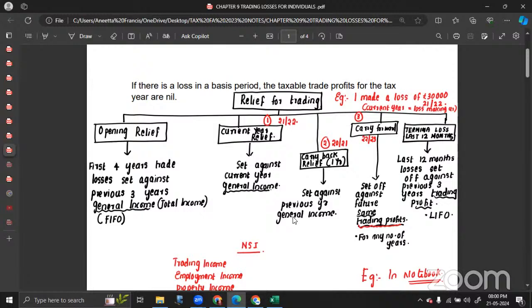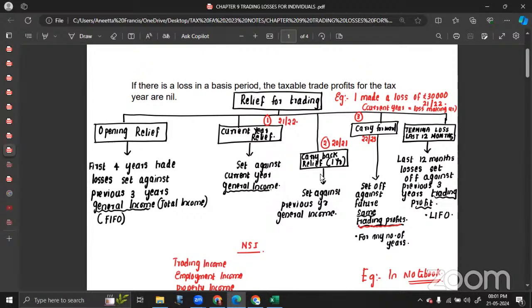Now, if it says as early as possible, do the set off. The next one is opening relief. The first 4 years trade loss is set off against previous 3 years general income.